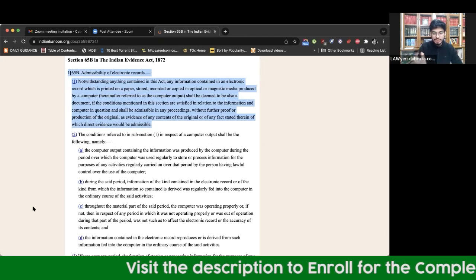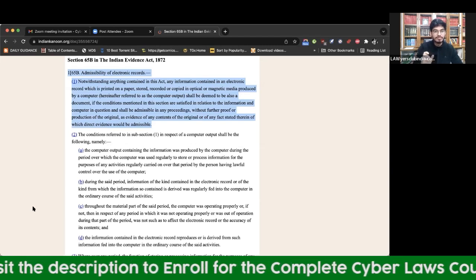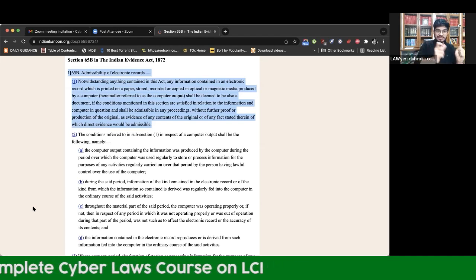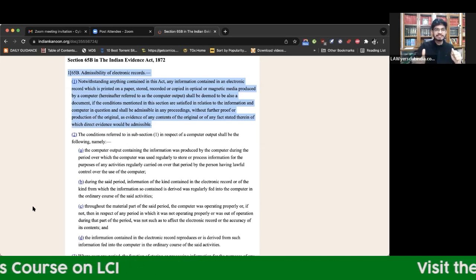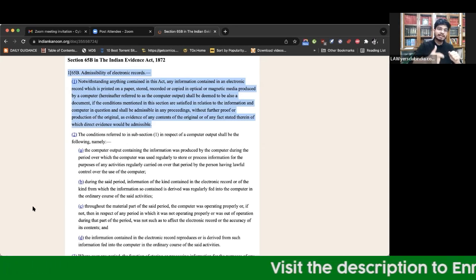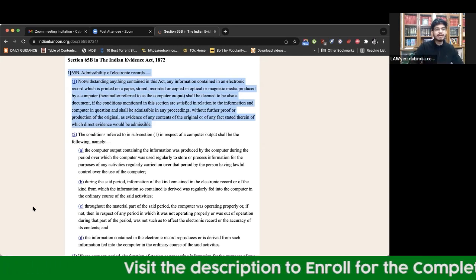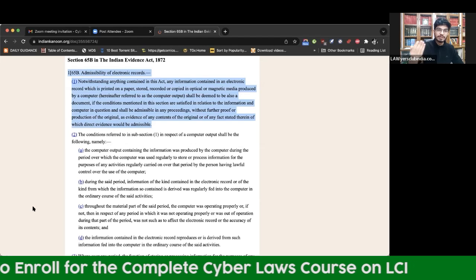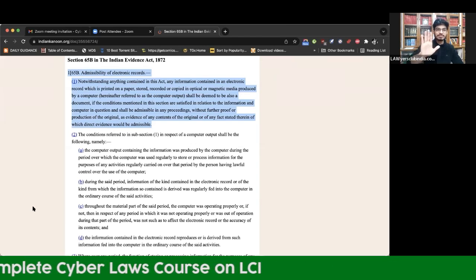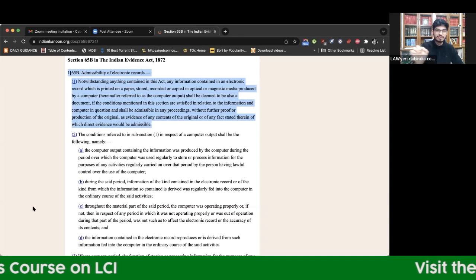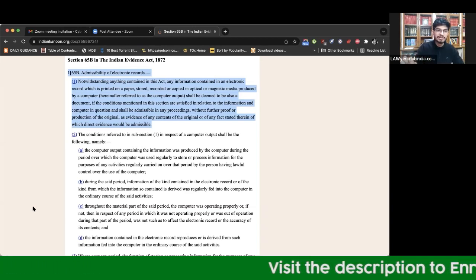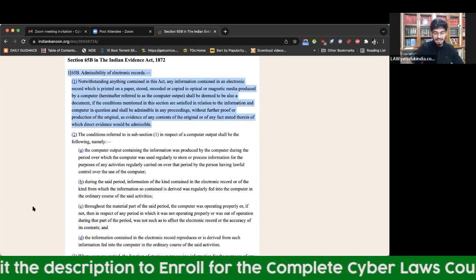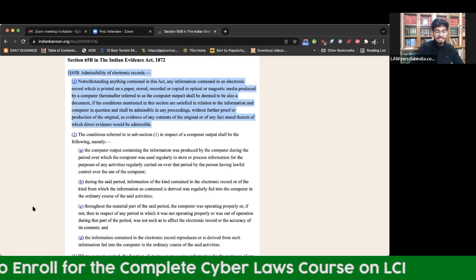It says, notwithstanding anything contained in this act. Now, notwithstanding which section? We are notwithstanding 63 and 65, where it says when you cannot bring secondary evidence and when you can. Here it will tell you that this being a secondary evidence, and when you are not even bringing the actual computer to the court, you can just bring a piece of paper where you have your certification according to your belief and knowledge, and you can produce the document that you want to without producing it. So that is why it starts from notwithstanding anything contained in this act.